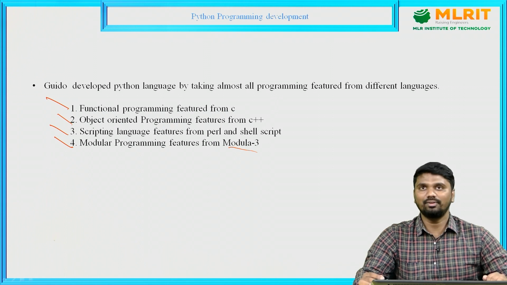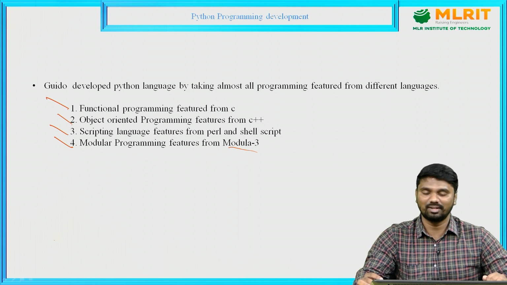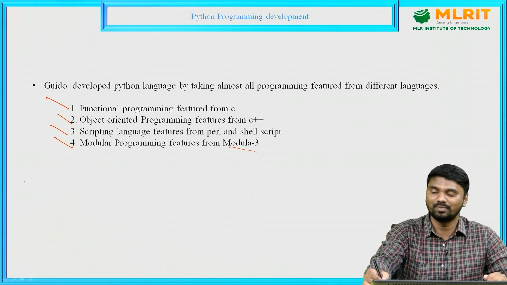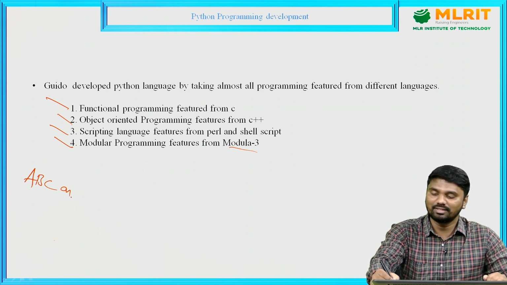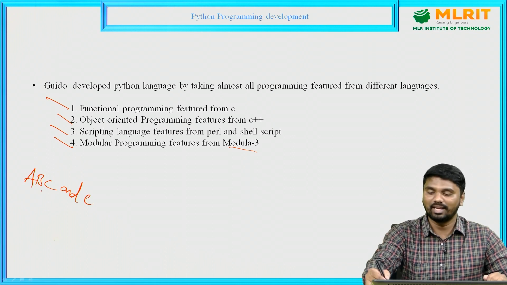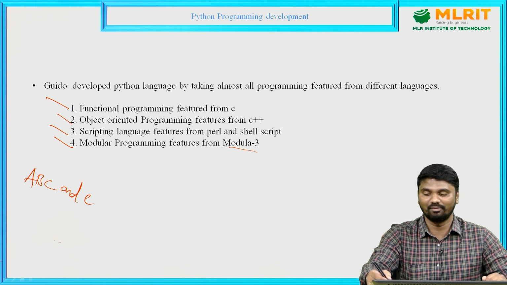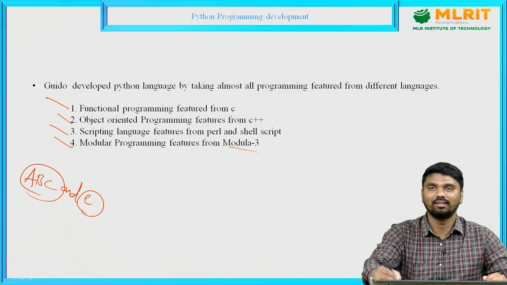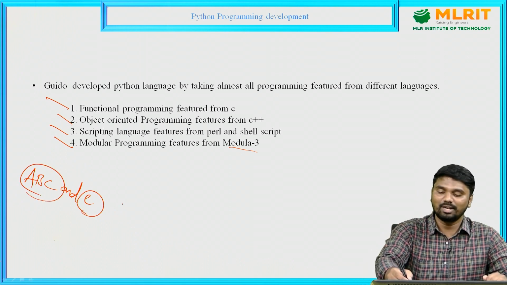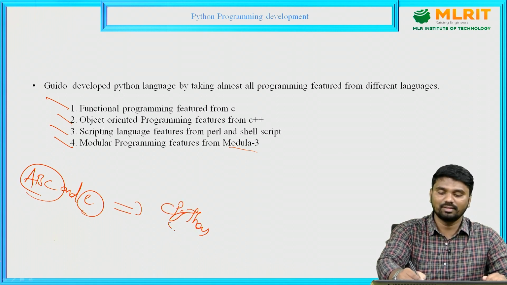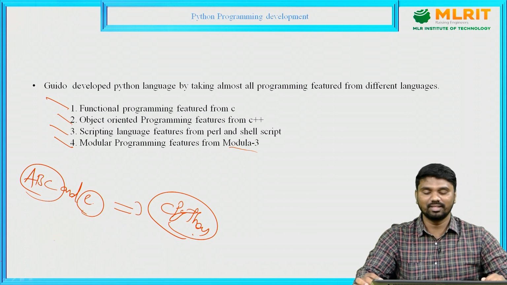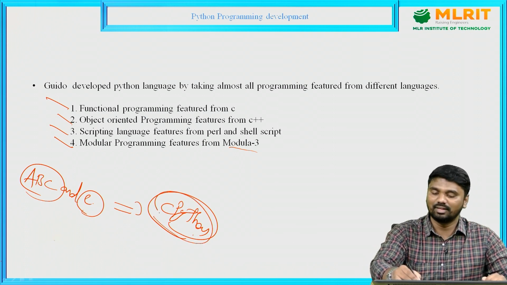And you know, the standard Python programming language syntax was taken from the ABC language and C. He took the syntax and made the syntax of standard Python from ABC and C programming. That's why standard Python is also known as CPython. We say Python, but it is really called CPython.